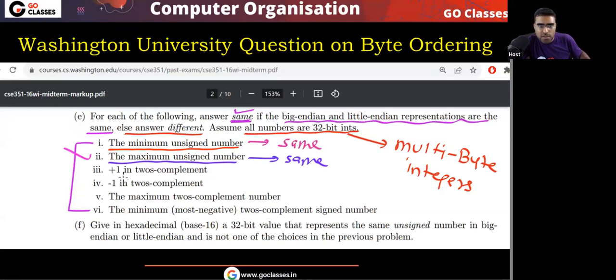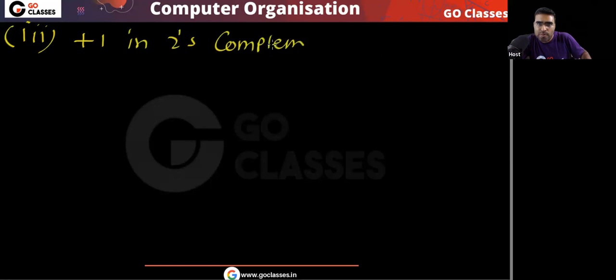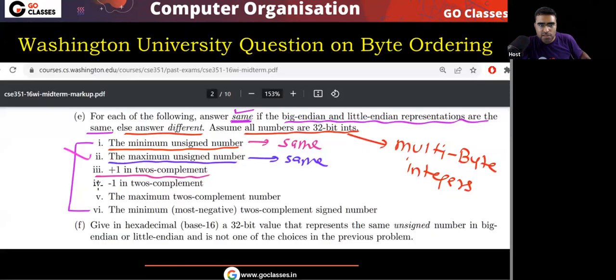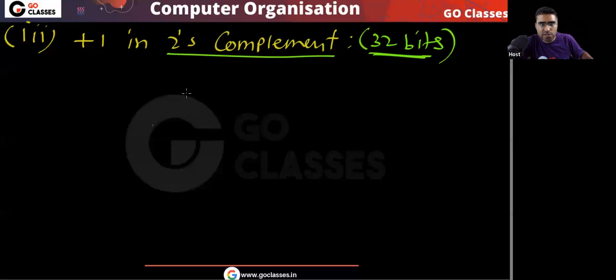What about the third one? +1 in 2's complement. So tell me, what is +1 in 2's complement? Let's see the third part. +1 in 2's complement. This 2's complement, 1's complement concept we have already seen in digital logic. What is 2's complement? What is 1's complement? These concepts we have seen in digital logic. So +1 in 2's complement in 32 bits. Tell me what that will be in binary, how it will look.